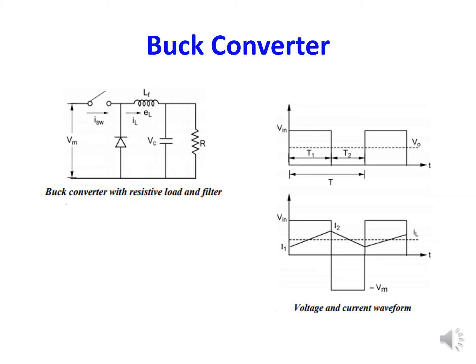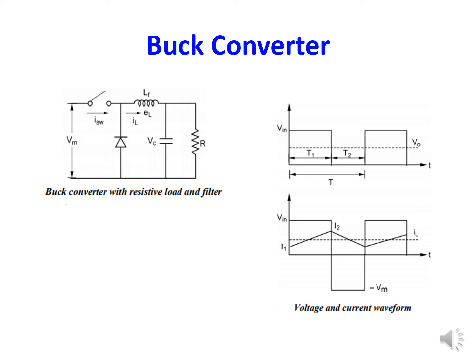If Vin is the supply voltage and on and off times for the switch are defined as T1 and T2 respectively, then the output voltage V0 can be defined as V0 equals T1 by T1 plus T2 in product with Vin. This T1 by T1 plus T2 can be replaced with D, the duty cycle. Duty cycle for buck converter can also be defined as output voltage by input voltage. The corresponding waveforms have been shown next to the circuit diagram.